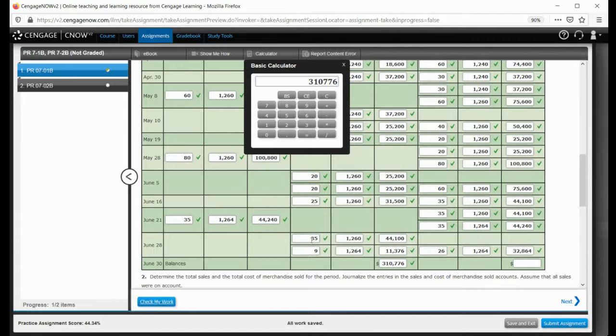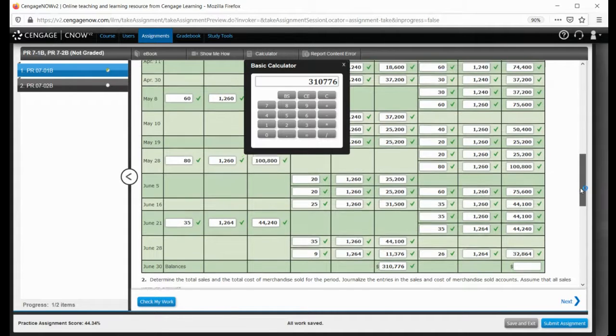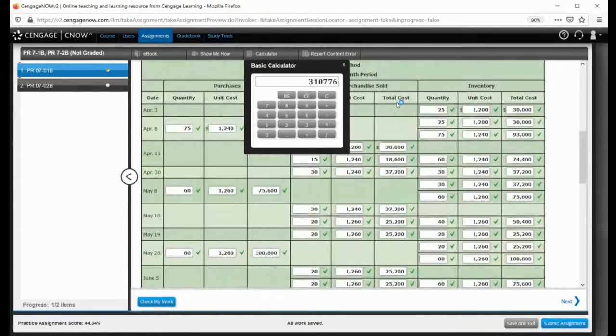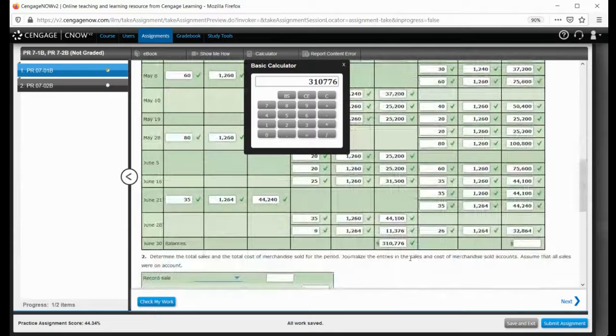All right. Again, to find the total of the cost of merchandise sold, you have to combine all of the amounts in this column together, and that's how I got 310,776. Now, the thing about the ending inventory, the amount that they want you to show here, is from the very last transaction. The amount of the ending inventory is 32,864.